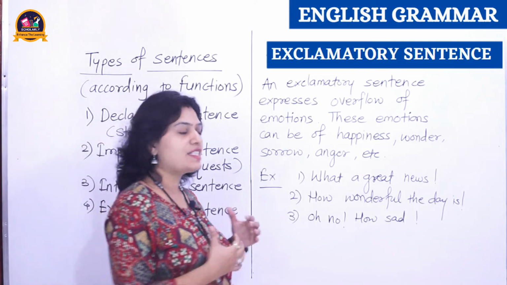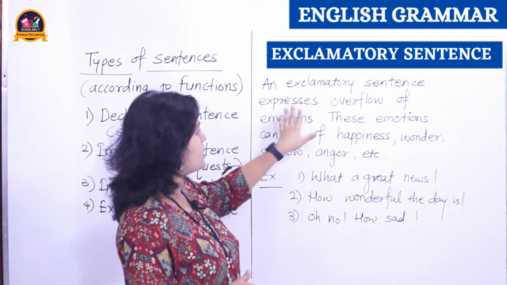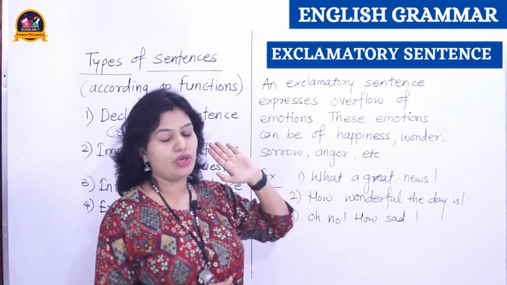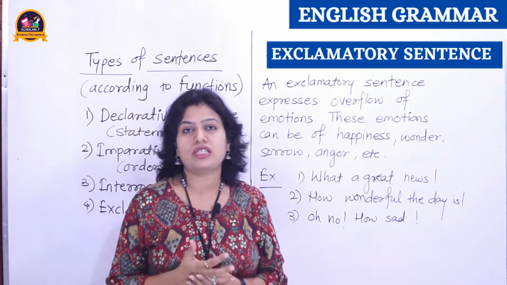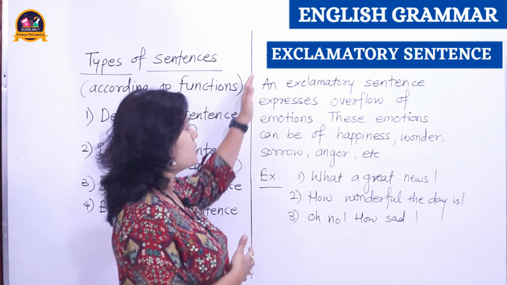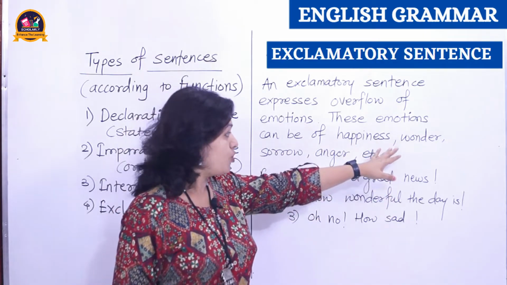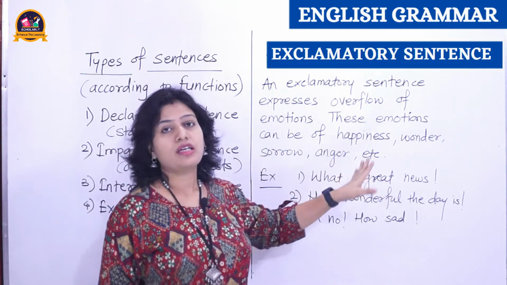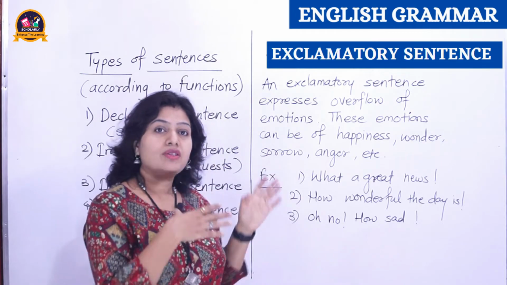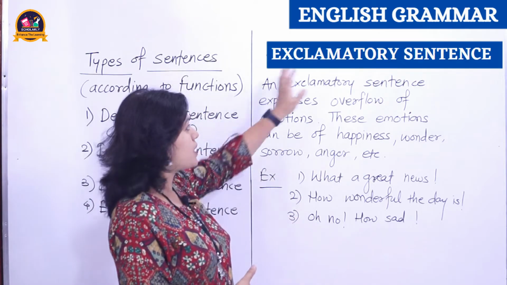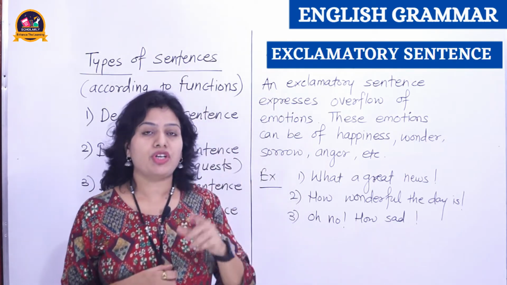The fourth and last type of sentence, that is exclamatory sentences. An exclamatory sentence expresses overflow of emotions, exclamations, what we call them, the sudden emotions we express, they come under exclamatory sentences. These emotions can be of happiness, wonder, sorrow, anger, etc. All these emotions, when we express them suddenly, then the sentences we utter come under exclamatory sentences. These sentences end with an exclamation mark.